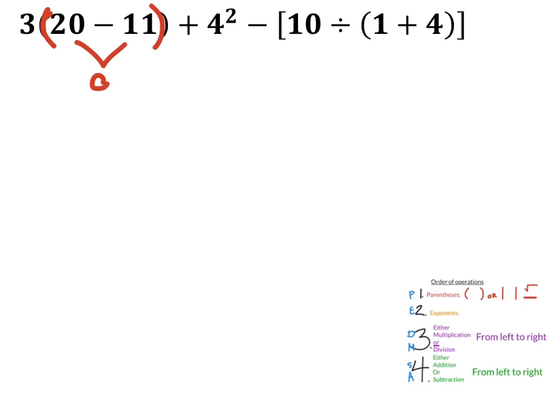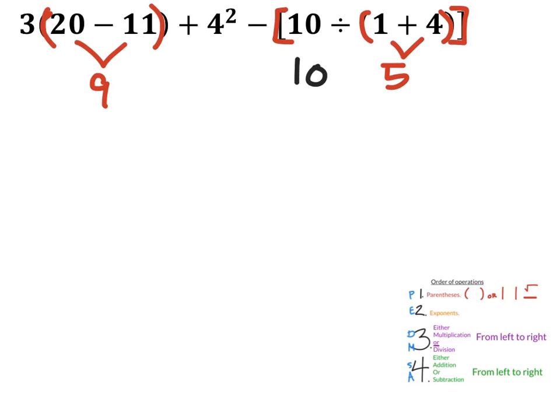20 minus 11 is 9. But then I have this set of brackets, which on the inside of it has this set of parentheses. So I do need to do those first, meaning the 1 plus 4, because, again, I would be looking at that set of brackets as a separate kind of quantity or a separate problem that I would be looking to simplify. And that would mean that we need to start the order of operations over from the beginning inside that set of brackets. So 1 plus 4 is the parenthesis part of that, which is 5.